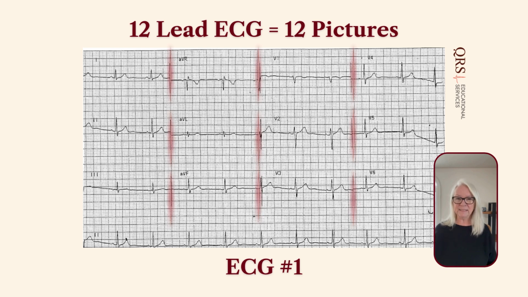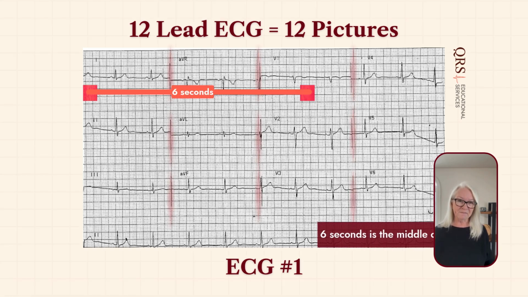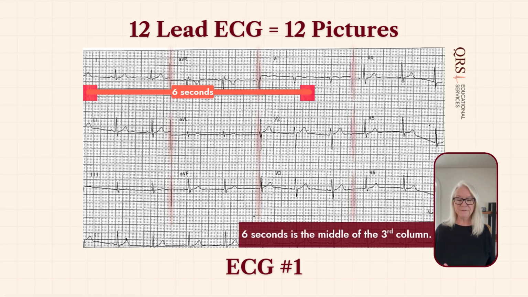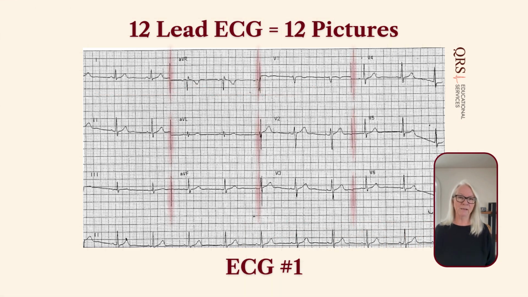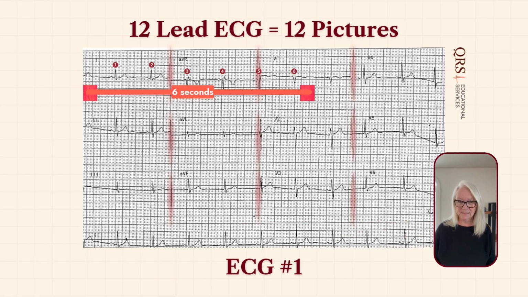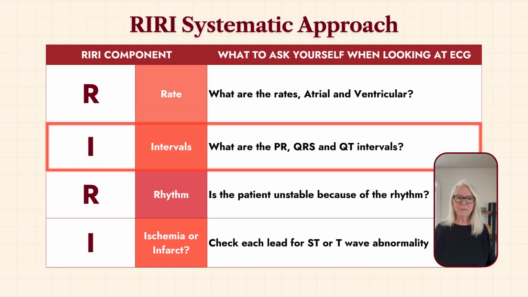You want to look at a 6-second strip of time, and that can be easily identified from looking at the beginning of your 12-lead ECG to the middle of your third column where V1, V2, and V3 line up. The middle of that column is the end of 6 seconds. So pick any row, count the number of QRS complexes in that 6-second strip, multiply by 10, and there you have it.